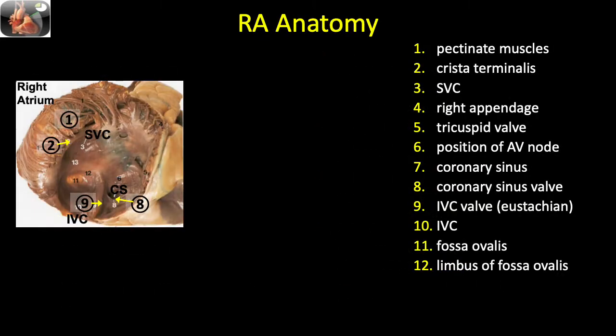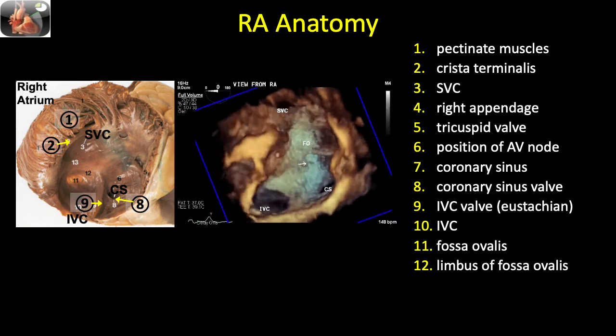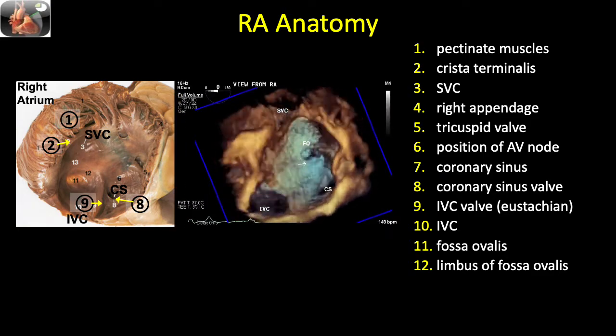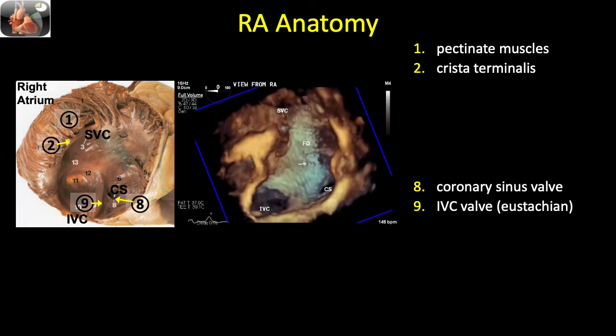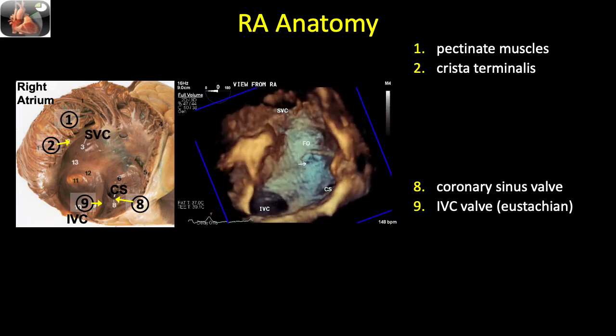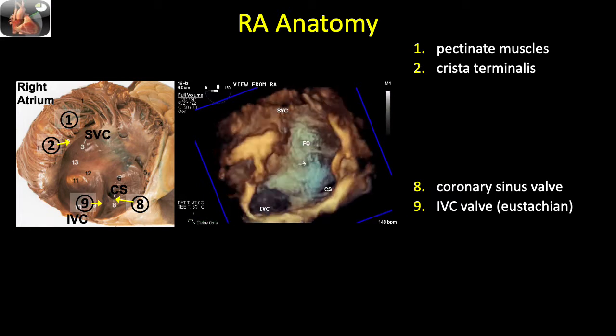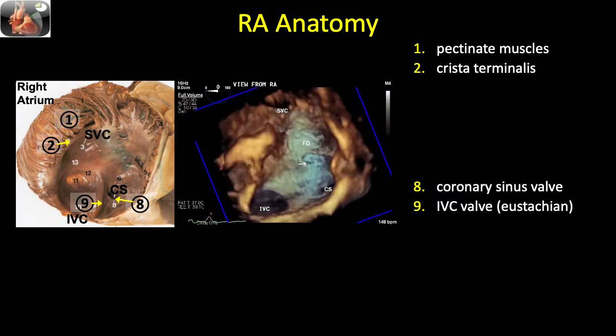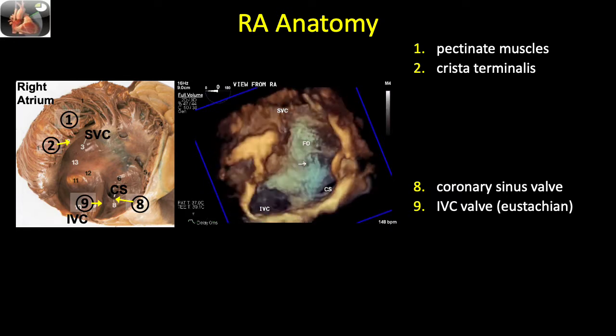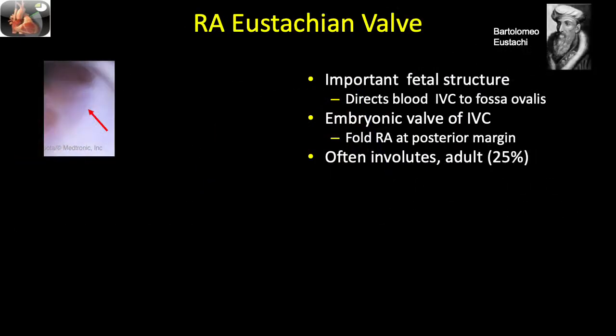What finding is shown? Identify structures within the right atrium and correlate this with 3D TEE. Specifically identify and have a good understanding of the location of the structures listed here: the pectinate muscles, crista terminalis, coronary sinus valve, and IVC valve, shown in this clip.